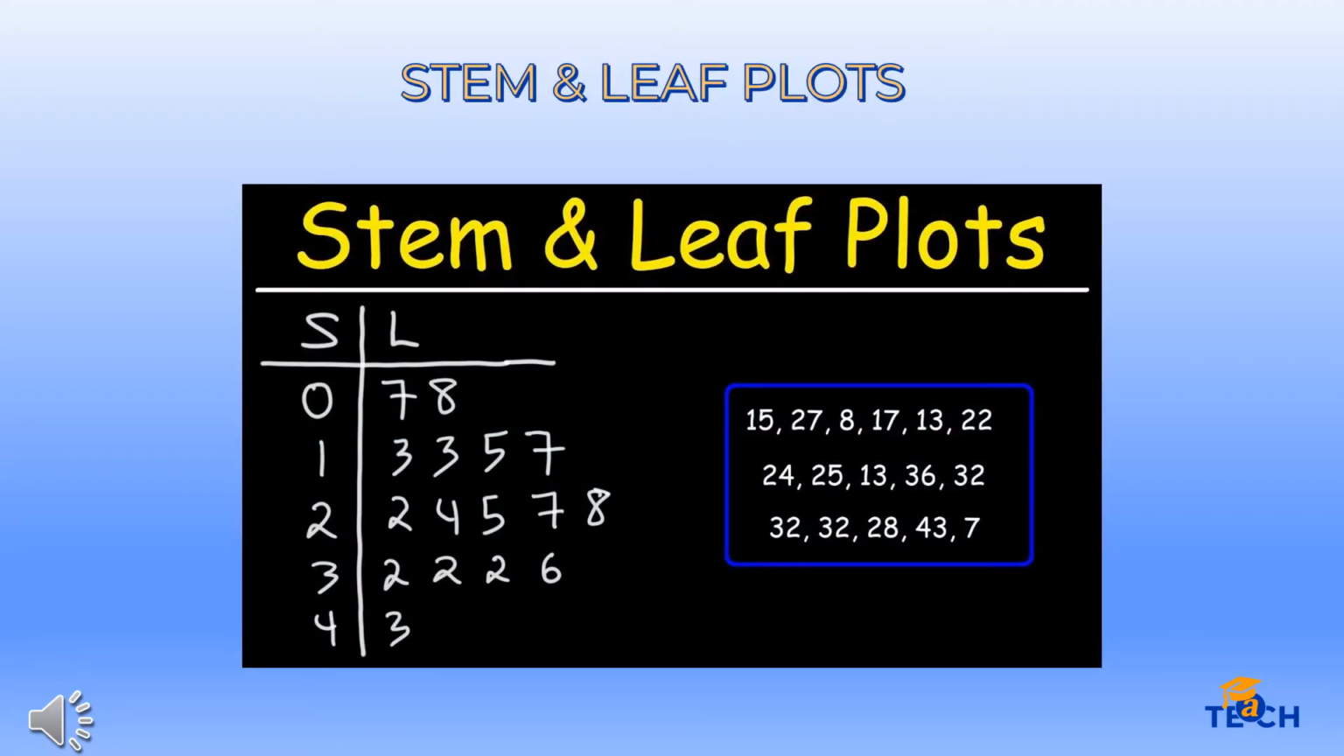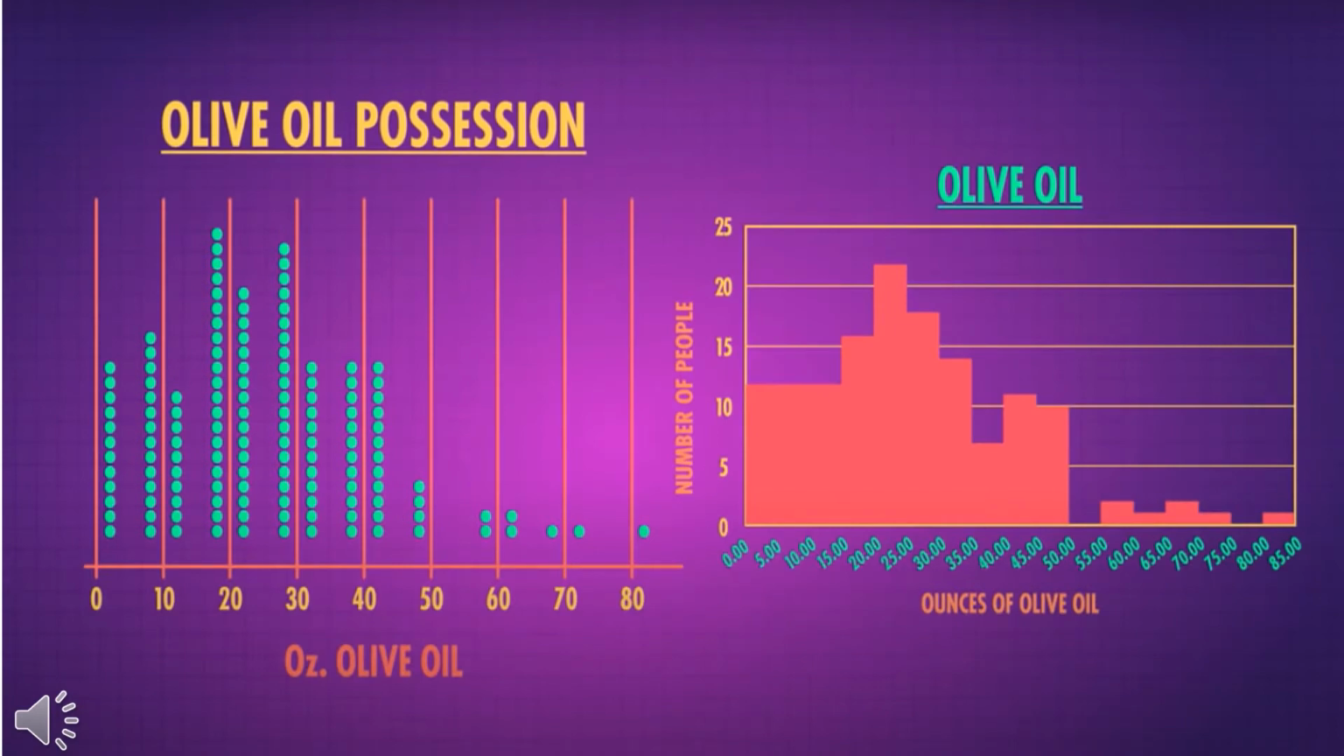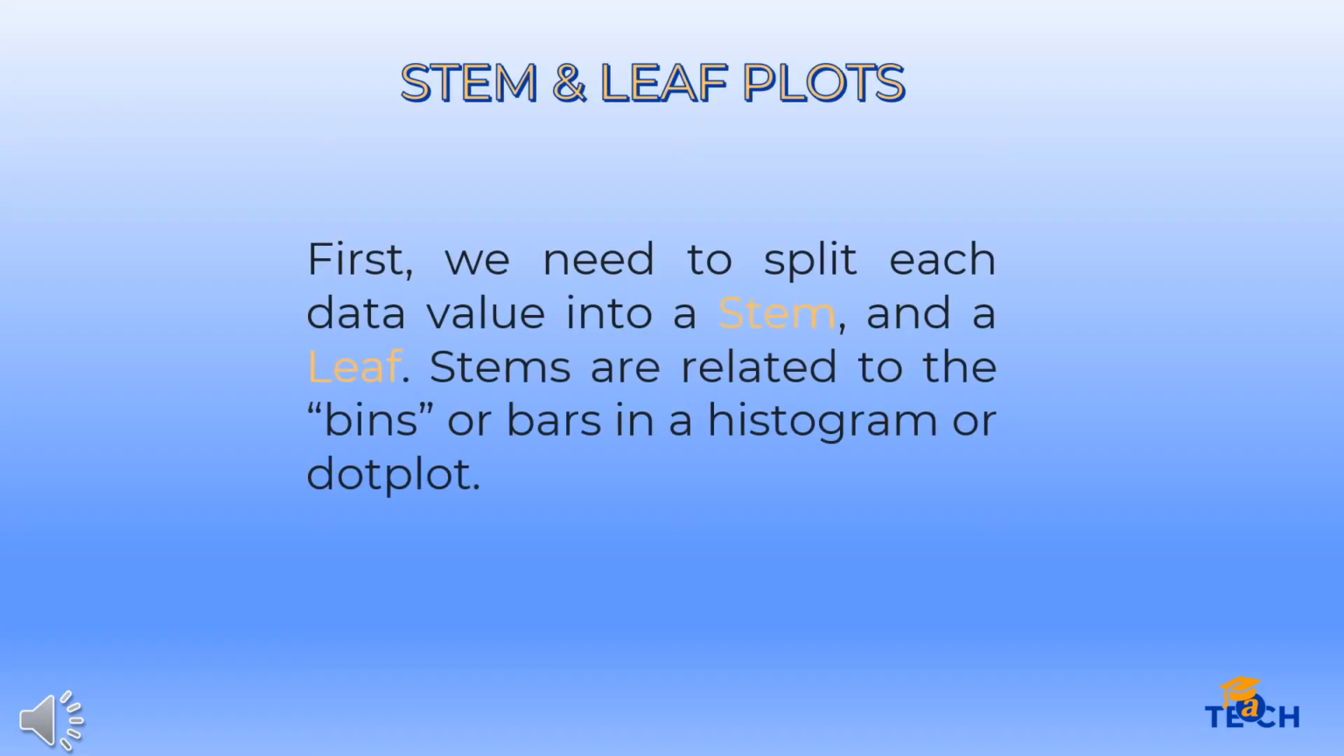A stem and leaf plot is a cousin of the dot plot. It also gives us information about the data and their frequencies by stacking objects on top of each other. However, stem and leaf plots use values from raw data instead of dots. So we will turn the olive oil dot plot into a stem and leaf plot. First, we need to split each data value into a stem and a leaf. Stems are related to the bins or bars in a histogram or dot plot.